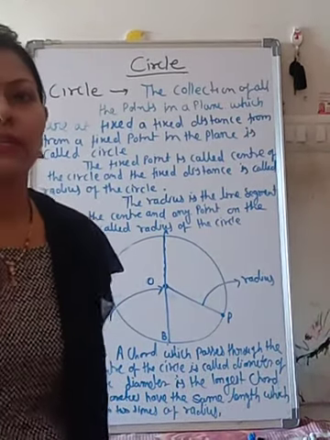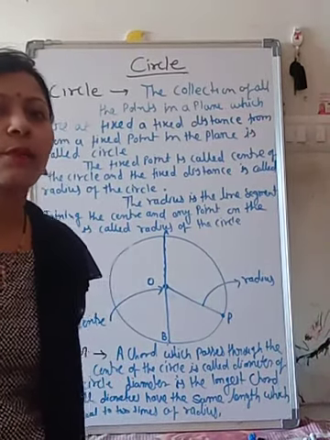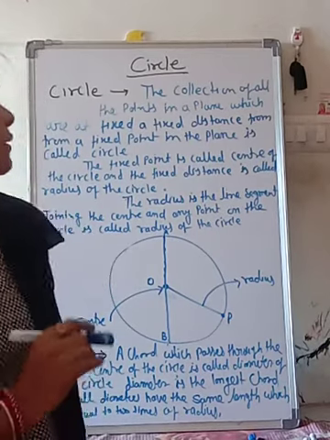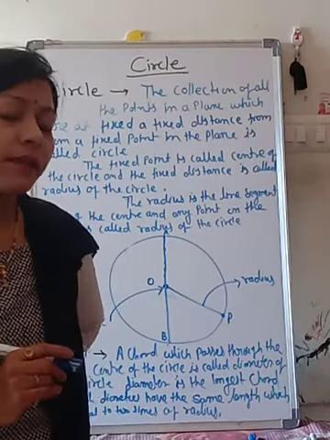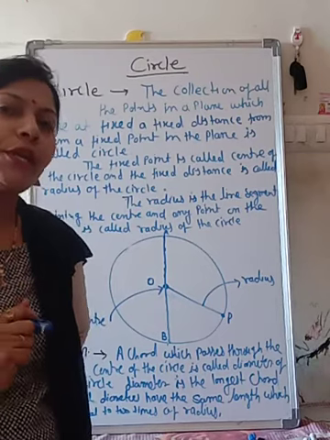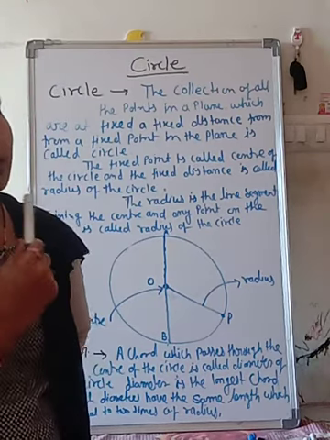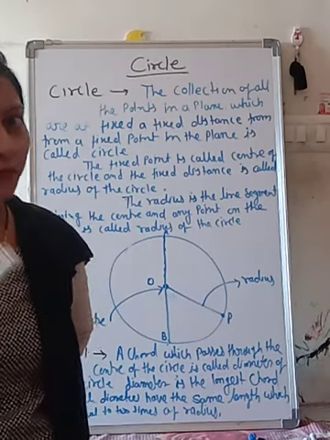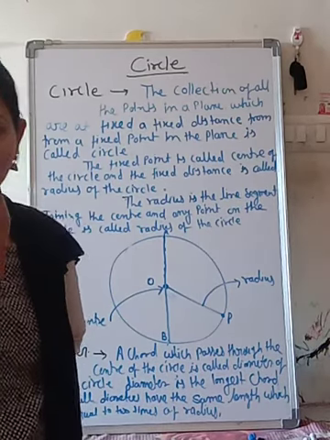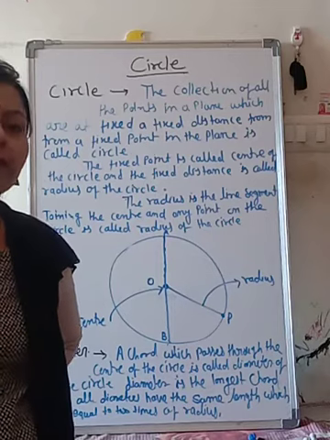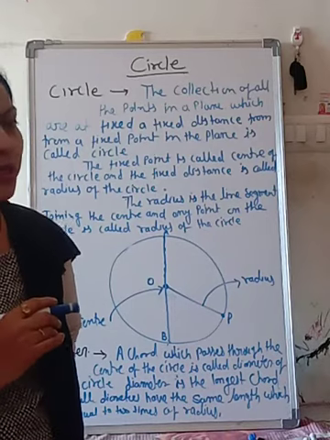Good morning, students. Today we are going to discuss a new chapter, chapter 10, that is circle. So, students, you have already been introduced in the previous class to what a circle is. A circle is a closed, bounded figure, and it is a 2D shape.